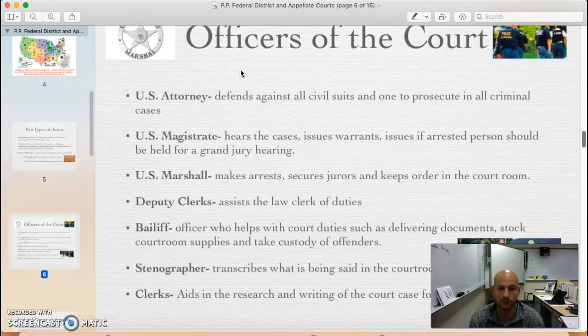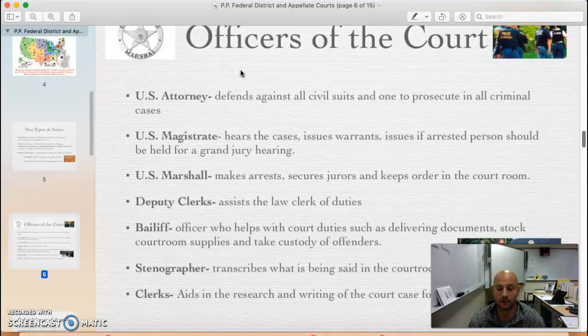We have U.S. Marshals who work for the federal government. These guys, if you go into Erie, they'll be standing at the door to let people in, making checks, making sure that everybody that enters is safe to come in. They make arrests, they secure jurors for the courts if there's a warrant out, and they keep order in the courtroom. We also have deputy clerks.